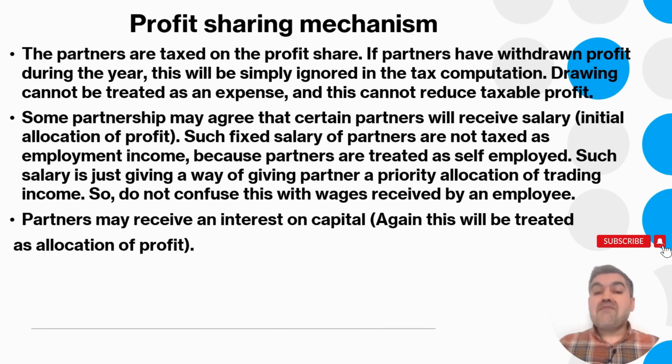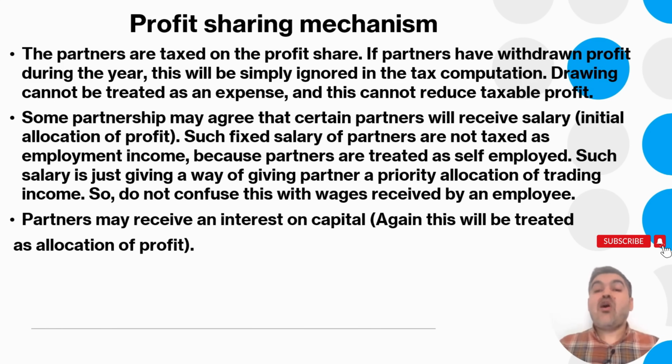Some partnerships may agree that certain partners will receive a salary because some partners may be hardworking and they want a salary because of their family's issues. So some partners will like to have some salary for their hard work, or maybe they're starting early or finishing late. So this will still be considered as an initial allocation of profit.